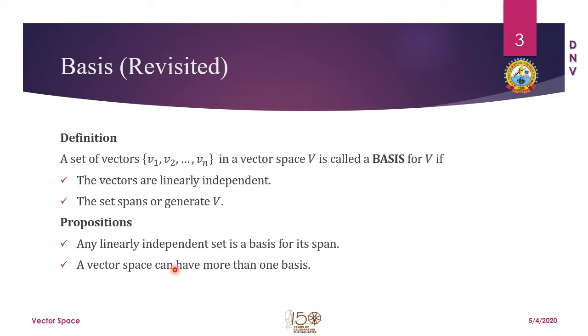A vector space can have more than one basis. As I discussed, the minimum number of vectors in a basis is defined for a vector space, but it can contain more vectors, but those vectors will be extra, or we can call them redundant vectors. So a vector space can always have more than one basis, and those bases will contain more vectors which will be extra.